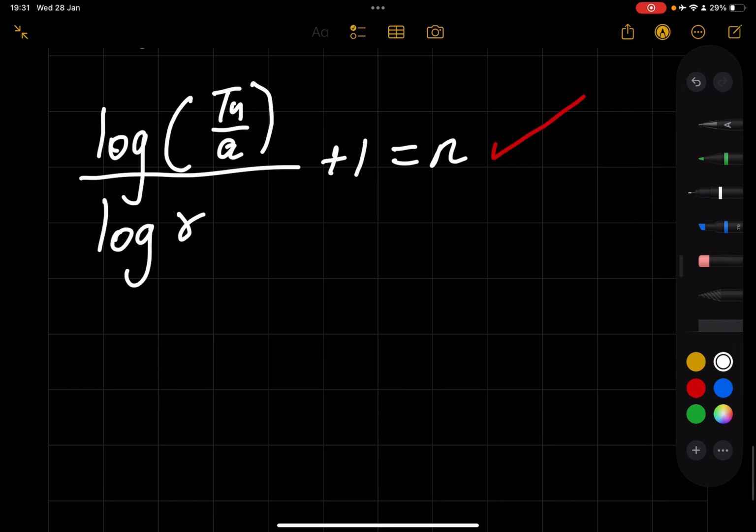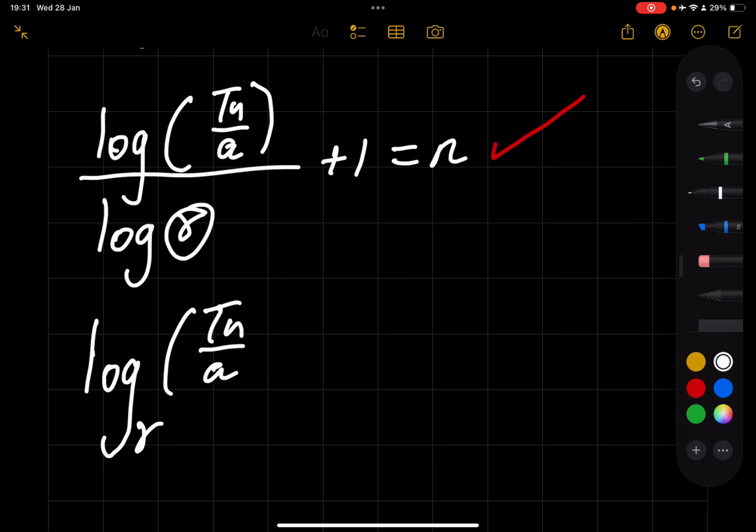But someone can go further and apply laws of log to say, this can be written as log of the one at the bottom becomes the base, and then the index is Tn over a. Then we have plus 1 equals to n, if you want to represent it as an individual logarithm. And that's it, ladies and gentlemen.